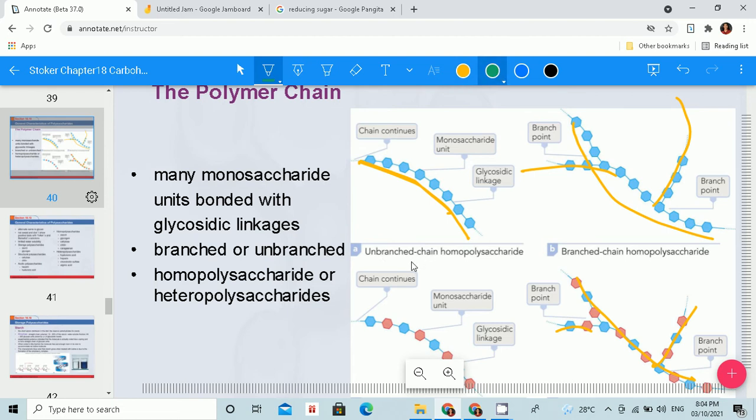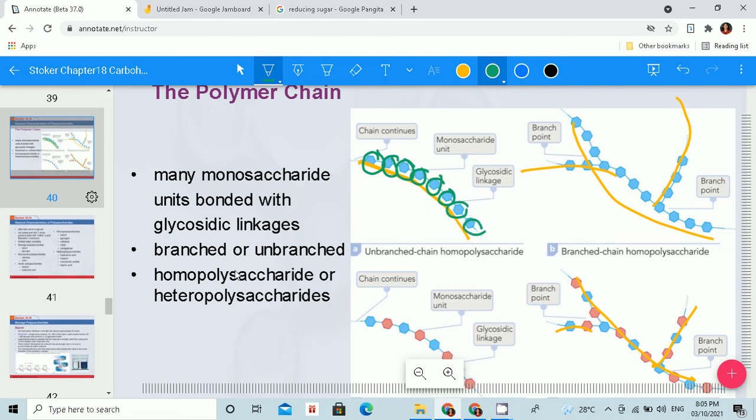Also, we have unbranched and at the same time homopolysaccharide. Homopolysaccharide means that the saccharides present are the same. For example, maltose and cellulose are homodisaccharides, so they have the same saccharides. They have only glucose. Now also here we have a homopolysaccharide, the same monomers.